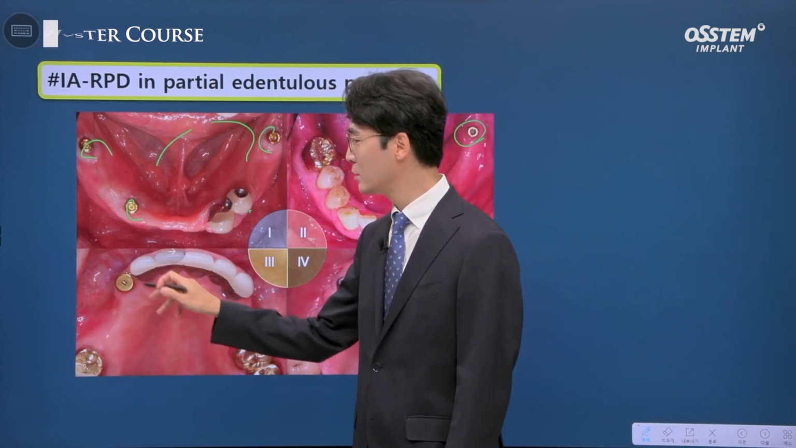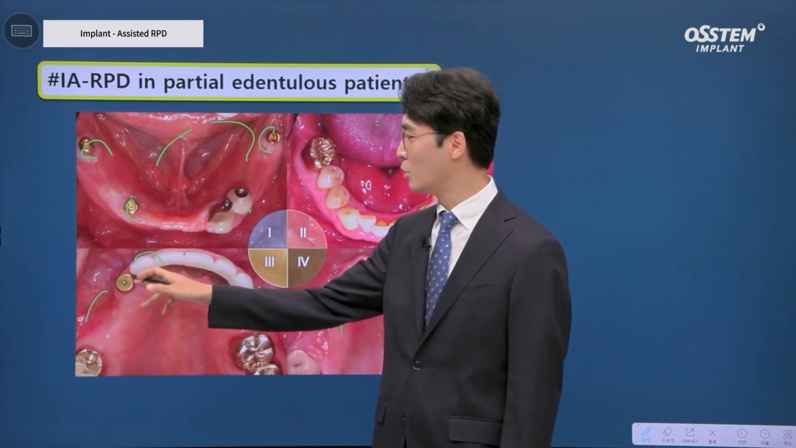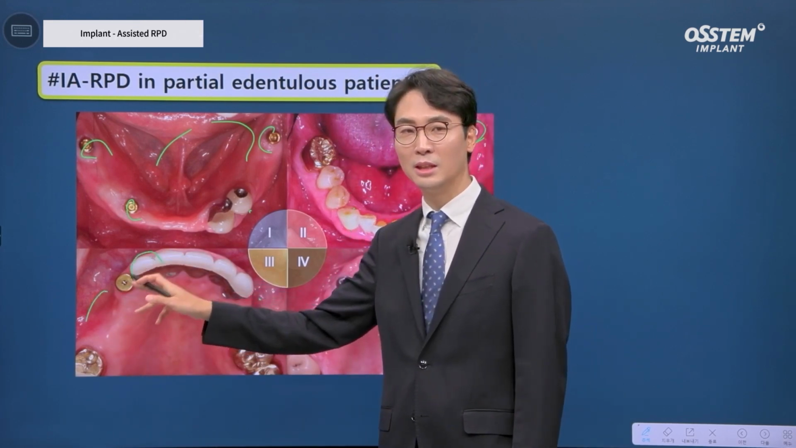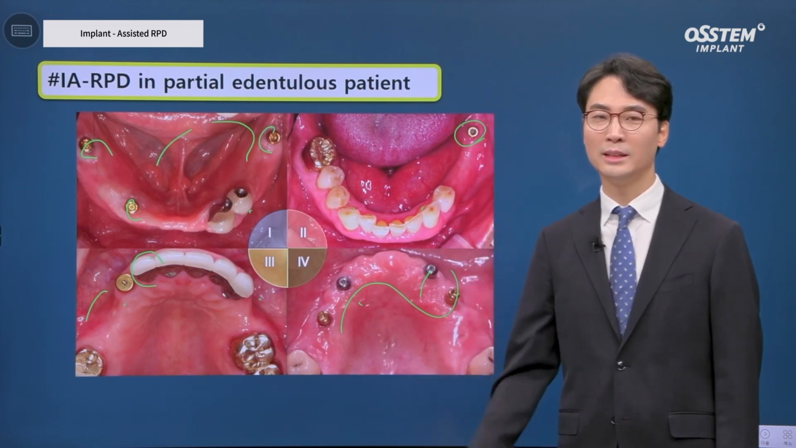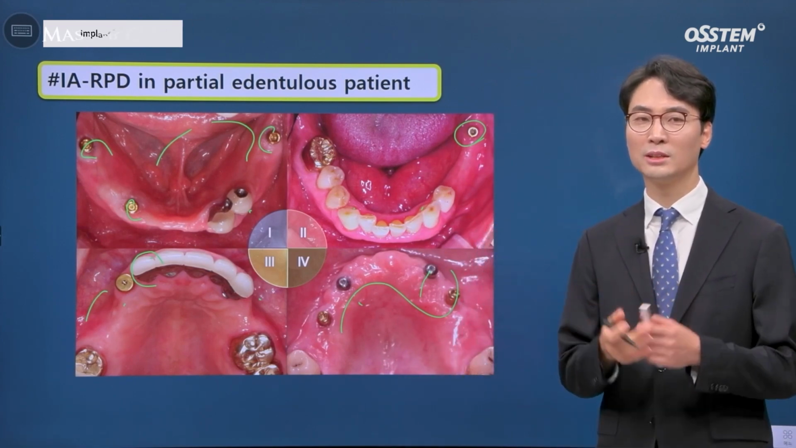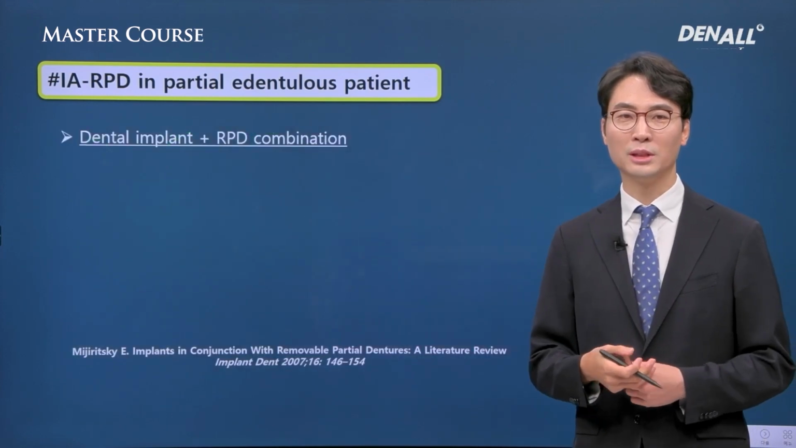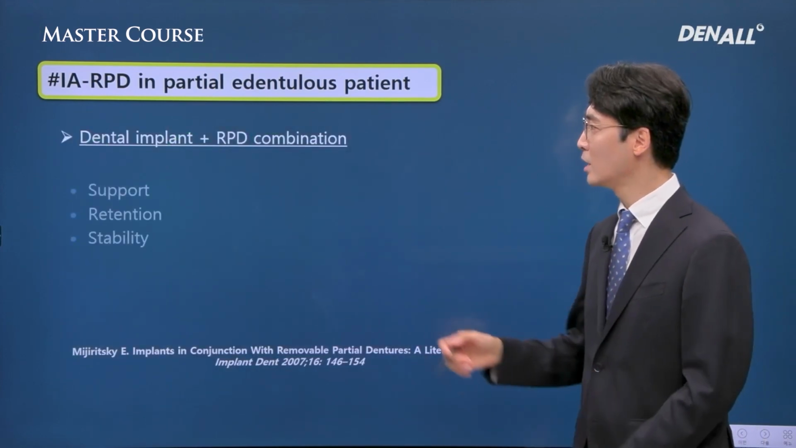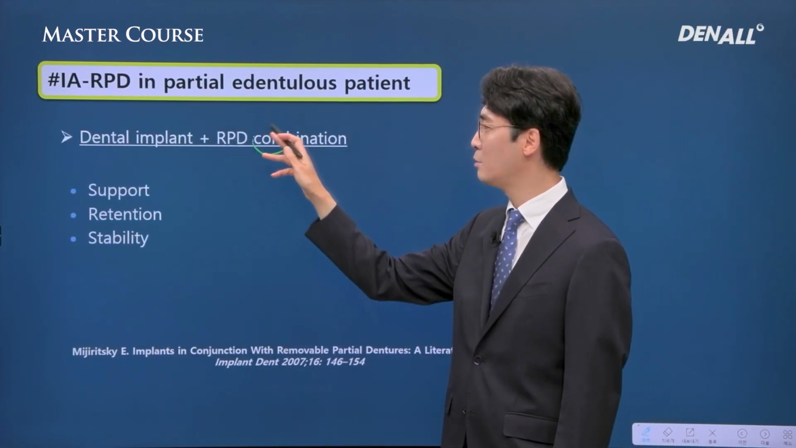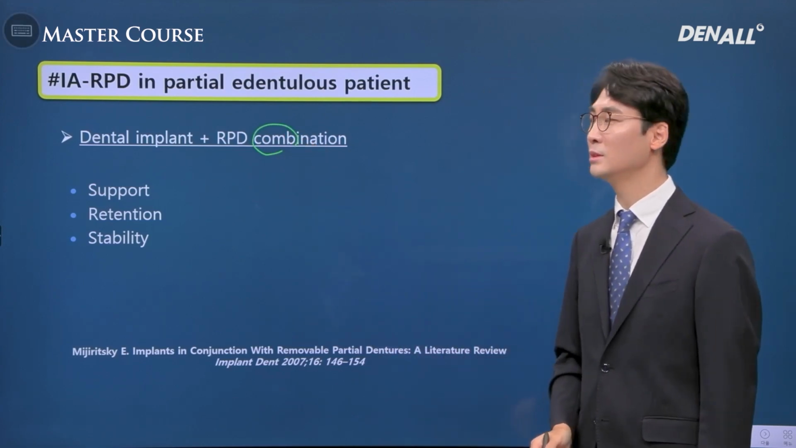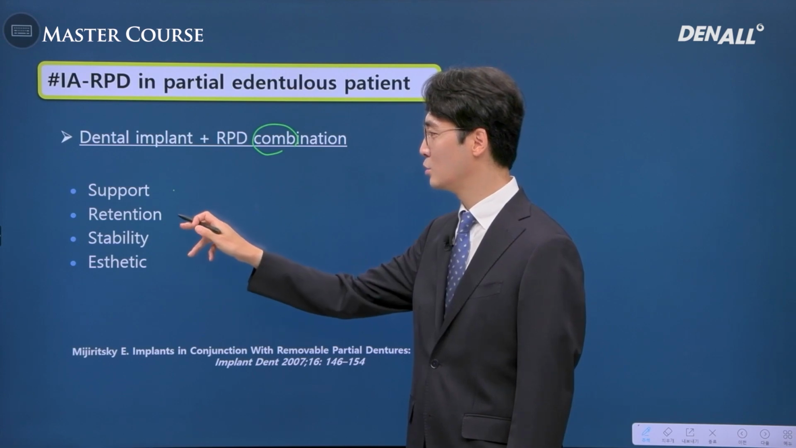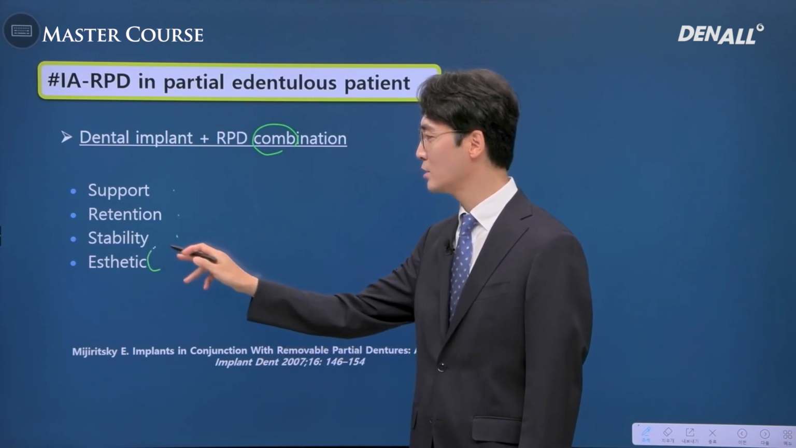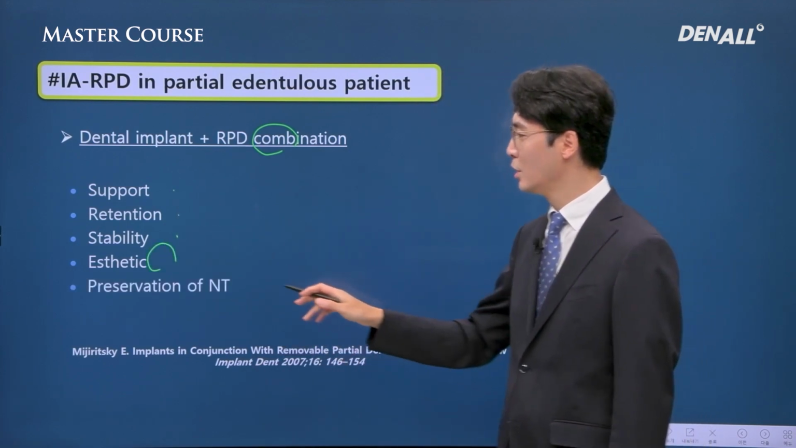In Kennedy Class 3, if there is long span missing area, in order to remove clasp, right distal to the mesial abutment, implant can be used and IARPD can be used for aesthetic purposes like this. Combination therapy using implant and RPD can provide support, retention, stability, and aesthetics.